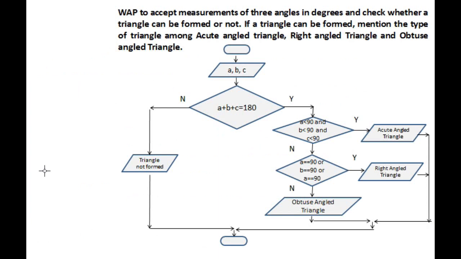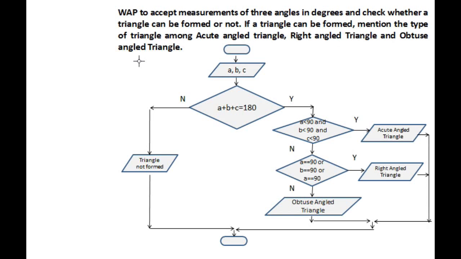Now the question here is: write a program to accept measurements of 3 angles in degrees and check whether a triangle can be formed or not. And if a triangle can be formed, mention the type of triangle among acute angle triangle, right angle triangle and obtuse angle triangle. So what is the basic requirement when the angles are known to us?